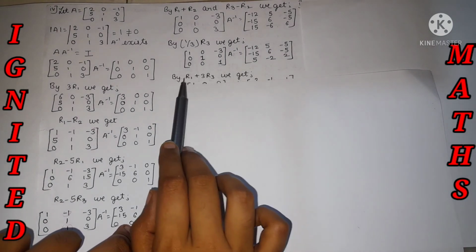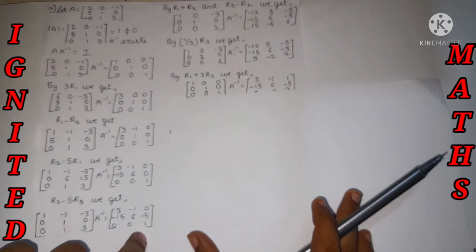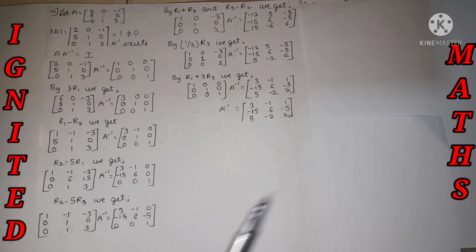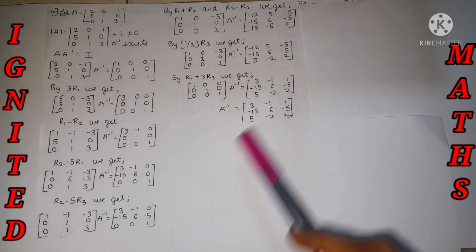For that purpose, R1 plus 3 R3. If you do the calculation, that's nothing but my A inverse value. We have found the A inverse. This is how we need to find it, by using the transformation. Firstly we may find it very hard. We need to think about how we need to bring it as 0 and how we need to take it as 1. A little bit of starting problem may occur, but after doing lots and lots of examples, it will become very easy.